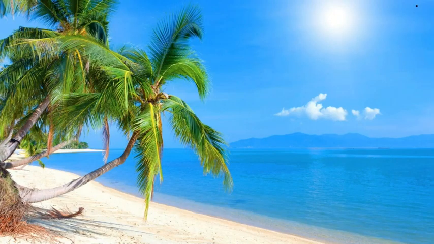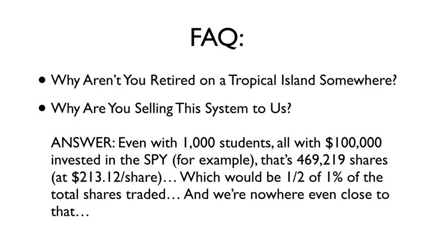And this one, the big question. Kurt, why aren't you retired on a tropical island somewhere? Well, it's pretty simple. Let's say that I did have 1,000 students, which I don't. And they were all gazillionaires, and they all had tons of money to invest in these type of positions. So let's say I had 1,000 students, and they each had $900,000 they're investing in the system, which we know is ludicrous, and most people have less than that, and I have less than 1,000 students. But let's be crazy. Well, even if they had 100,000 each invested in the SPY, that's 469,000 shares at $213 a share, which would be one half of 1% of the total shares traded. And like we've mentioned, I have nowhere even close to those sorts of funds. So even if I did, it'd be just a minor microscopic amount of the market.